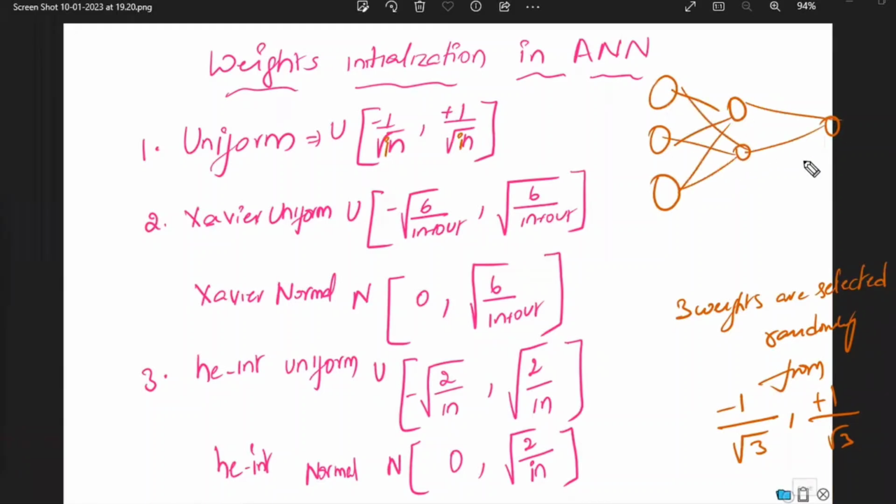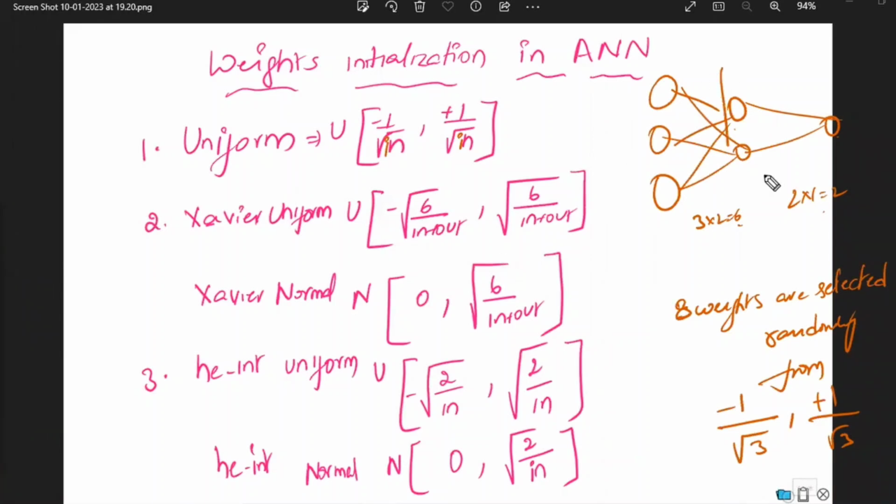How many total weights? 3 into 2, 6. 2 into 1, 2. 6 plus 2, 8 weights. Total 8 weights are there. 8 weights are selected randomly between minus 1 by square root of 3 to plus 1 by square root of 3. Whatever the weights are there, those weights will be selected.